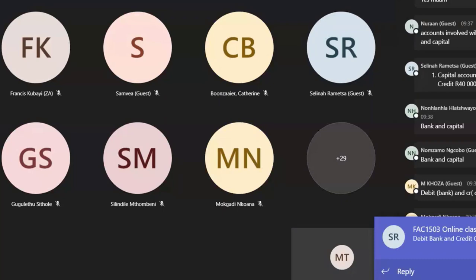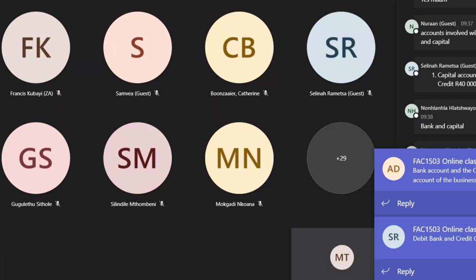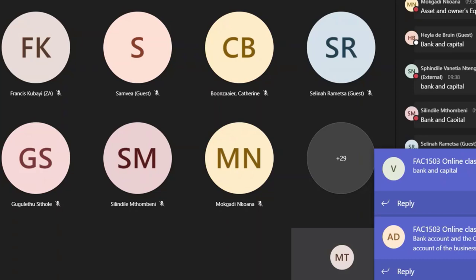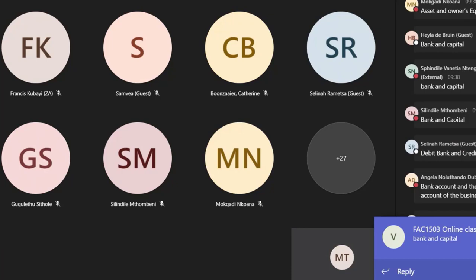Nuren is saying bank and capital. Selina is also saying bank and capital. Definitely, guys, this is bank and capital. Well done. Everybody's saying the same thing, and I'm just hoping that everybody understands why it is bank and capital. Well done, guys.